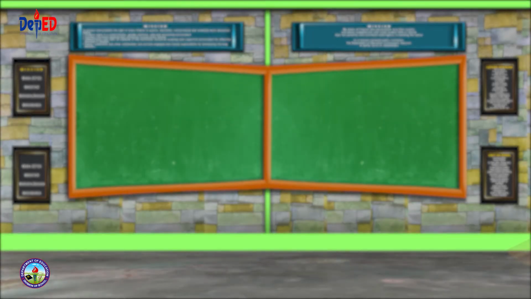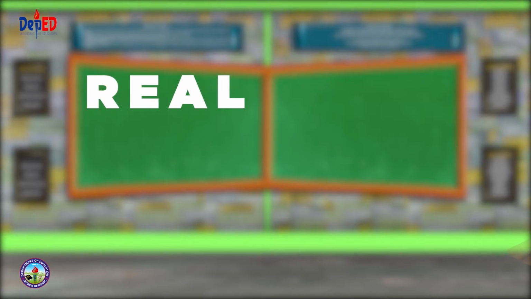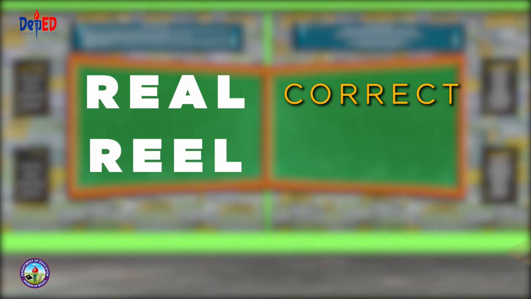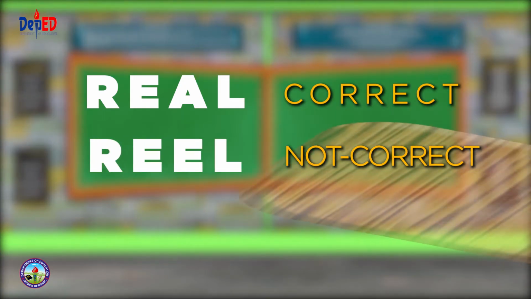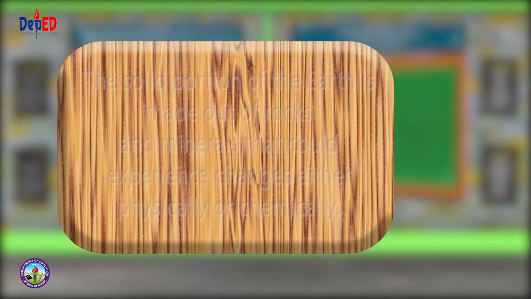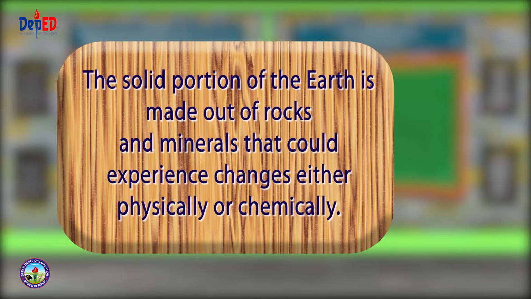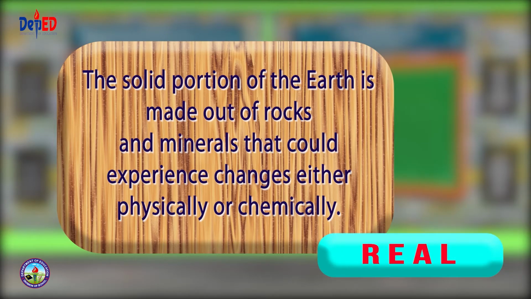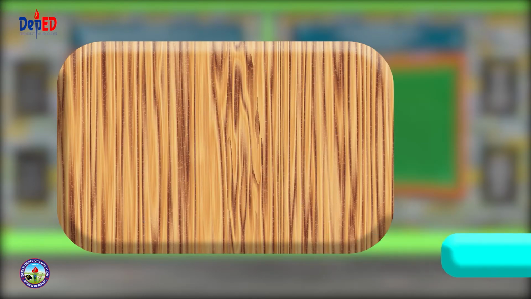Before we answer that question, we will first have an activity to exercise our mind. Write real if the statement is correct and fake if it is not. Okay. Number 1. The solid portion of the Earth is made out of rocks and minerals that could experience changes, either physically or chemically. The answer is real. Very good.